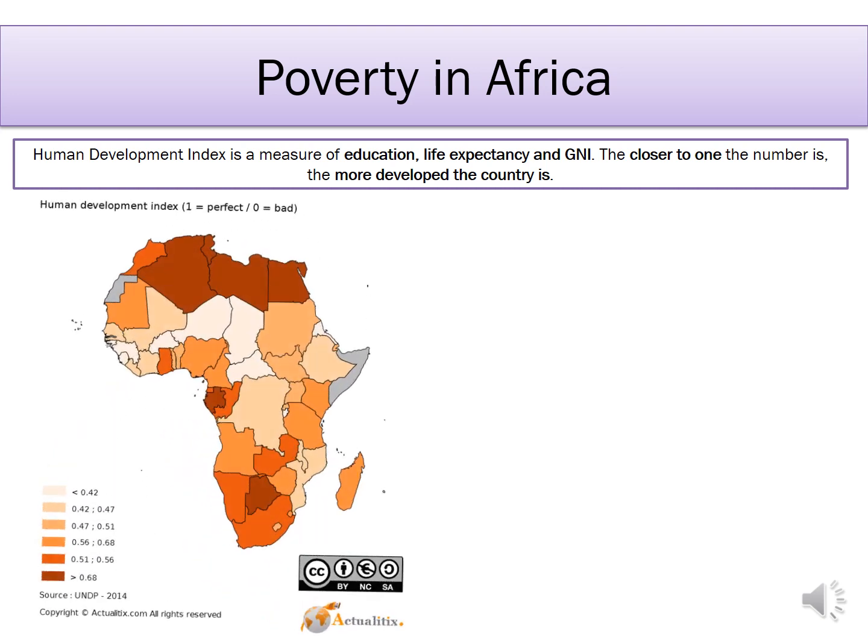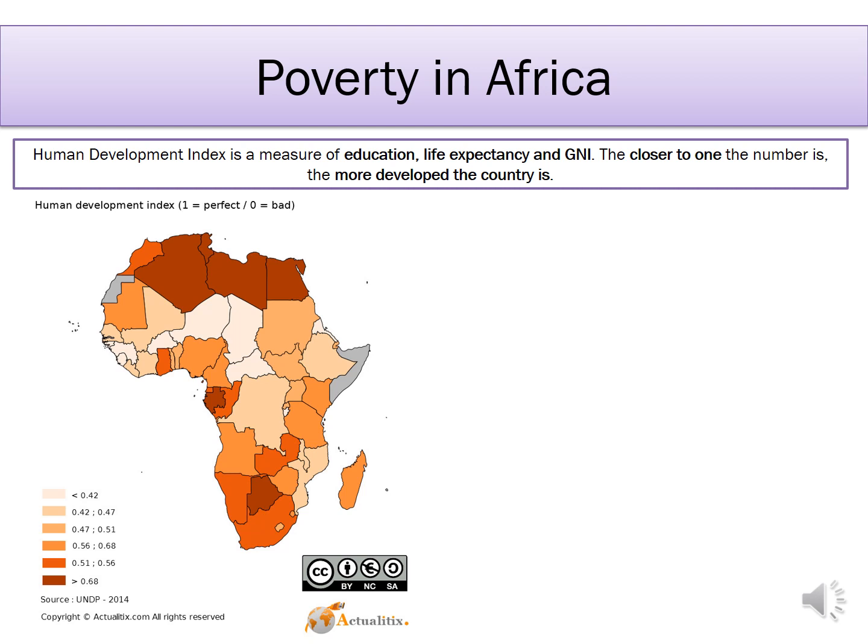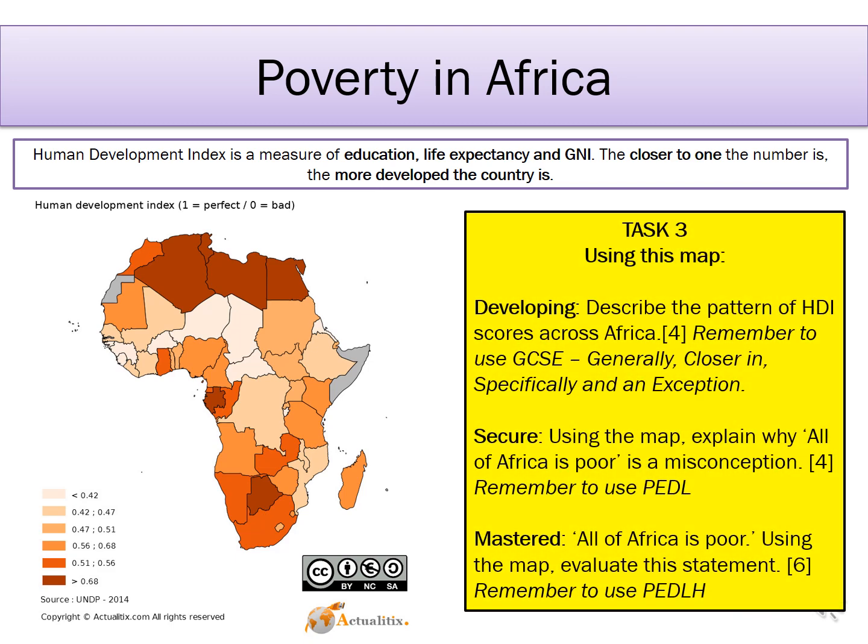So this choropleth map here shows us the HDI scores for all countries across Africa. You can see, if you look at the key, that the darker the colour, the higher the score. So the darker the colour, the more developed the country is. There are 2 countries, I think, on this map that are coloured in grey, which means that we don't have any data for them. Now, using this map, you are going to choose one of the following questions to answer.